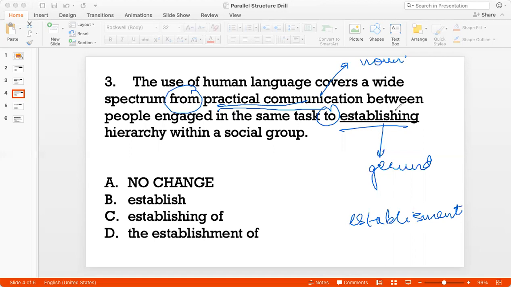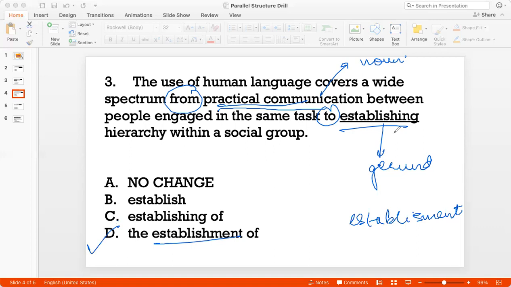So I should have establishment here because that would be parallel to the noun communication, right? If I see where establishment is, it's in option D. So let's read the sentence with option D. The use of language covers a wide spectrum from practical communication between people engaged in the same task to the establishment of hierarchy within a social group. So I see that practical communication and the establishment of hierarchy, that makes sense. So D should be my right answer.